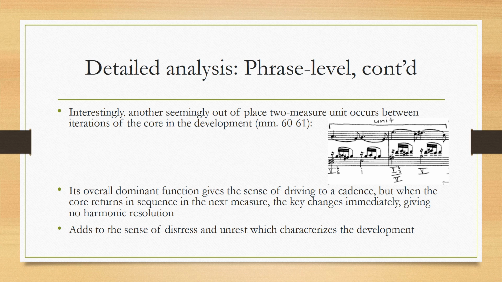Interestingly, there is another seemingly out-of-place 2-measure unit that occurs between iterations of the core. This is similar to the out-of-place 2-measure unit in the secondary theme. In this case, the overall dominant function of this 2-measure unit seems to give the sense of driving towards a cadence, but when the core returns in sequence, the key changes right away, so we get no sense of harmonic resolution. This adds to the sense of distress and unrest that characterizes the development.